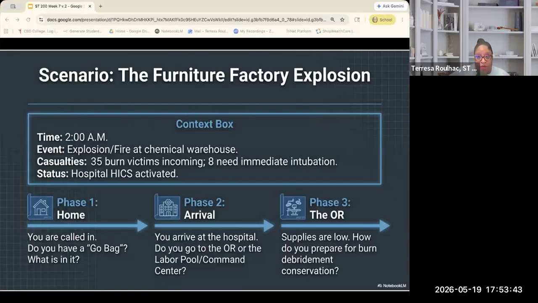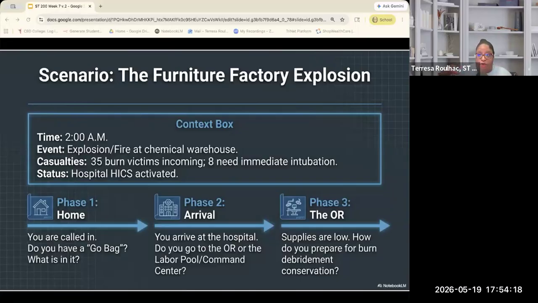So you get to the hospital, you go to the operating room, you may go to your supervisor, you may go to the command center or the labor pool to see where they have allocated you. You're reporting to your command center, okay? Your designated supervisor. You may see that concept somewhere. This is very important because we're looking at coordination. We're trying to avoid duplication. We're looking at safety and role clarity.